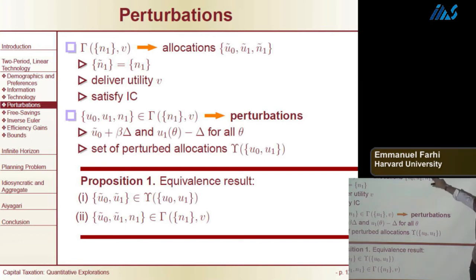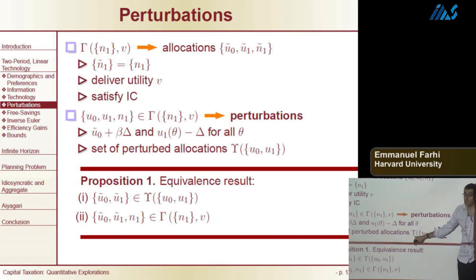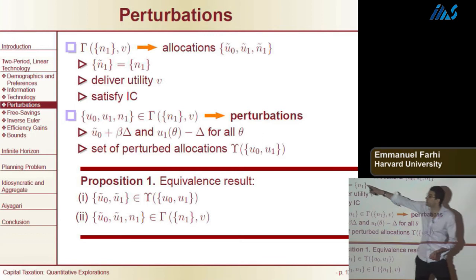So we have two concepts now. This set gamma, and then for a given allocation, the set of perturbed allocations that are obtainable from this allocation. And what this proposition is saying is that the two are actually equivalent. In other words, there's just one equivalence class in this set.